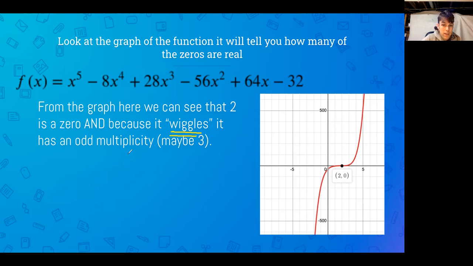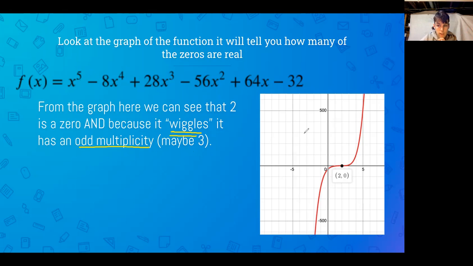Anytime it wiggles, that means we're going to have an odd multiplicity. Maybe 3, maybe 5, could be 1 also. There are some cases where it kind of looks like a wiggle and the multiplicity is only 1, but I'm inclined to believe maybe 3. That way there's only 2 left over that are going to be non-real.